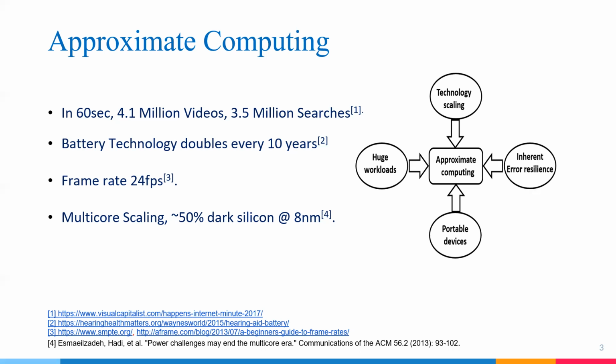Another important aspect of why we have to think about approximate hardware computing is technological scaling. As Moore's law continues, we are putting more cores in the same chip, and we come to a state where around 50% of the chip is dark silicon when implementing for 8 nanometer technology. It means we have the hardware, but we cannot turn it on because of peak power dissipation issues.